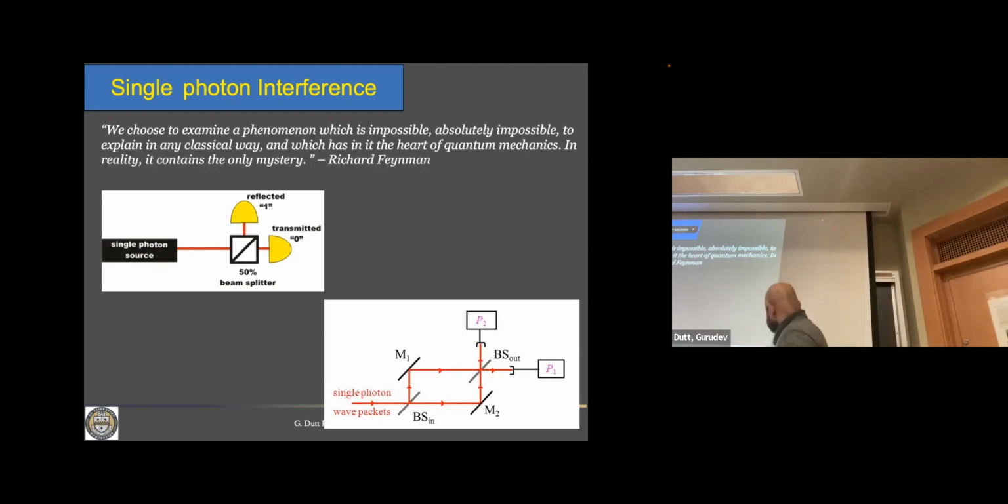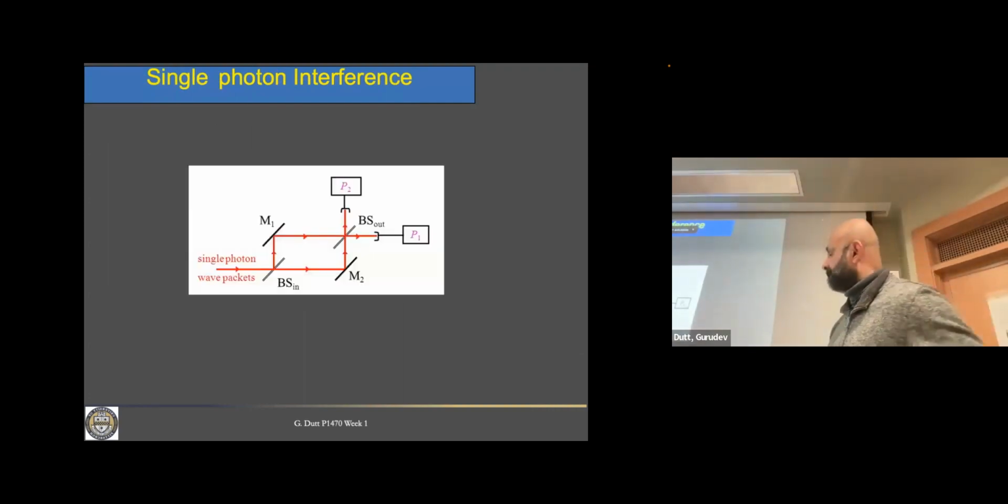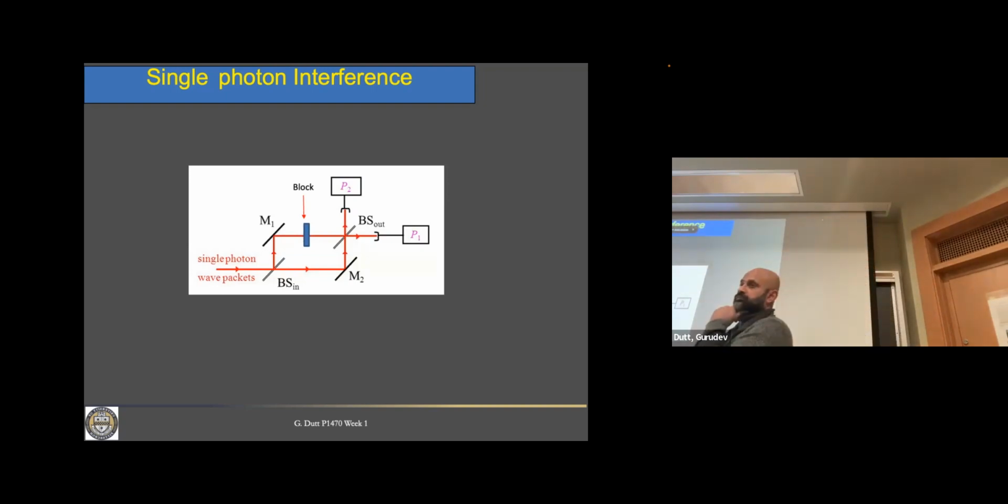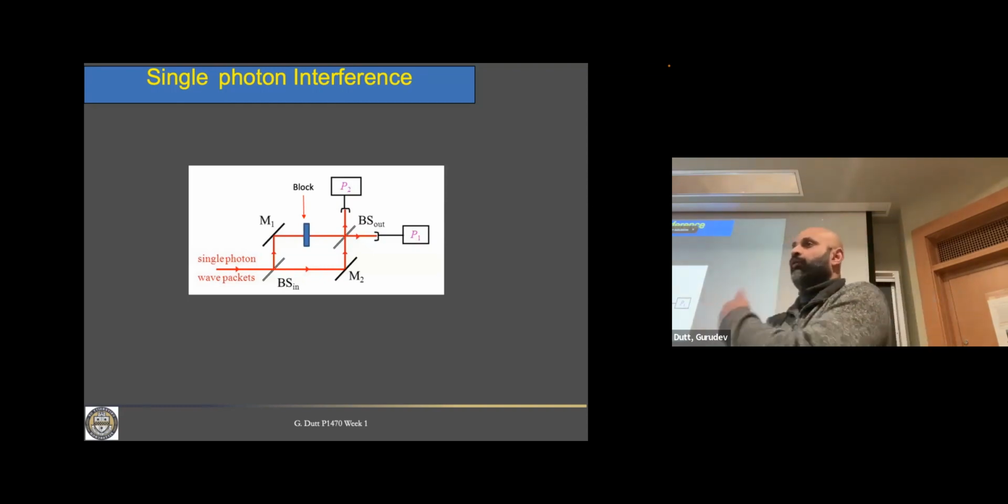So let's think about the system. We've arranged it so that light always ends up, say, in the top detector. You always get a click here. You never get a click here in the ideal conditions. Now what will happen if I block one of the arms? So now what will I get?